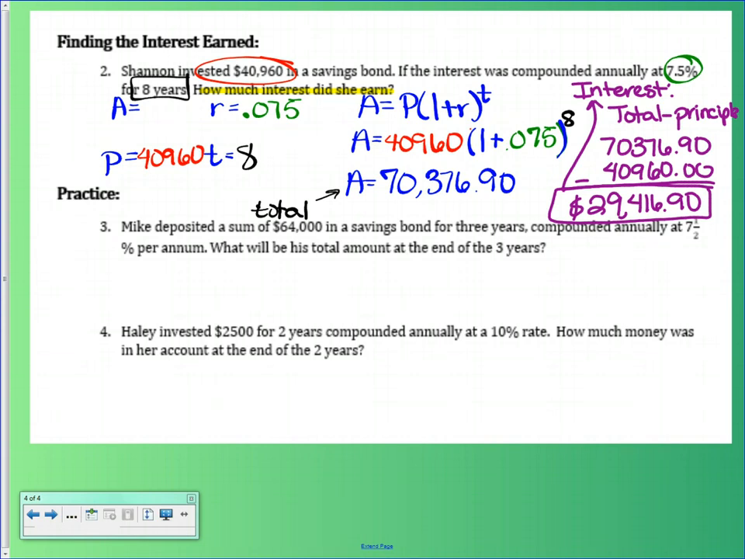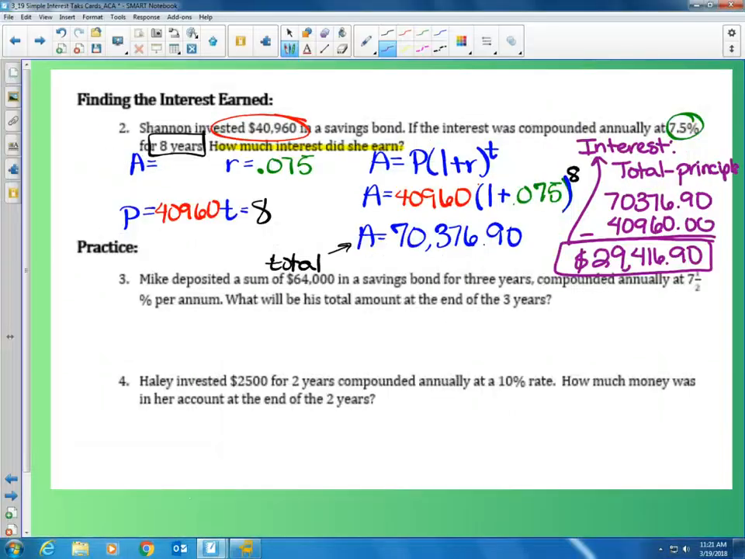Go ahead and finish up 3 and 4 on your own. We will go over those at the beginning of class tomorrow.